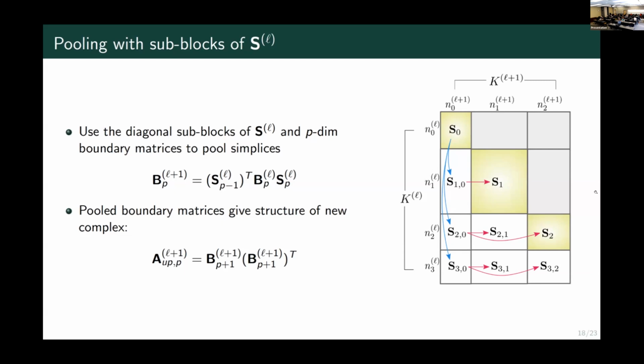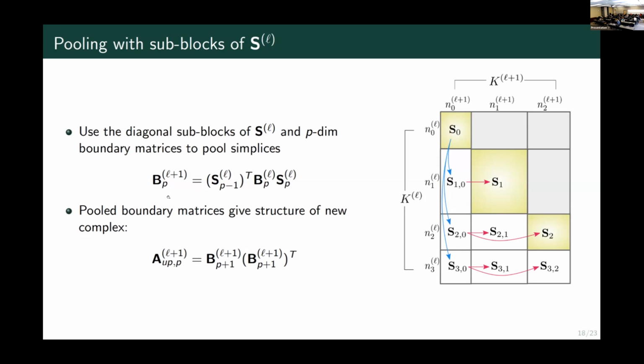And what we do here is now, instead of with graph pooling, where you can use the vertex cluster assignment multiplied directly against the adjacency matrix, we now want to multiply these different S's of different dimension against boundary matrices. We do this on both sides, but it requires that we have different dimensions. So we need the S matrix, the cluster assignment matrix, of a dimension lower and the current dimension, because boundary matrices are not the same size. They're not symmetric. And so we end up with this new pooled boundary matrix.